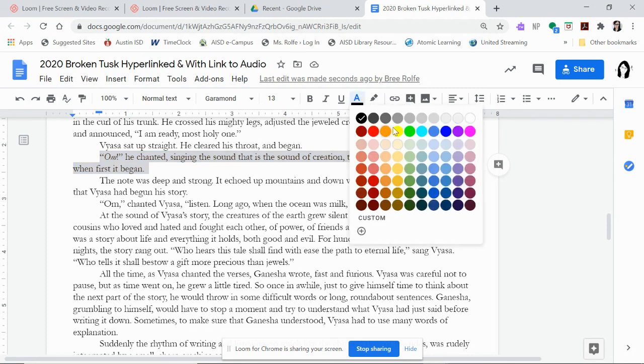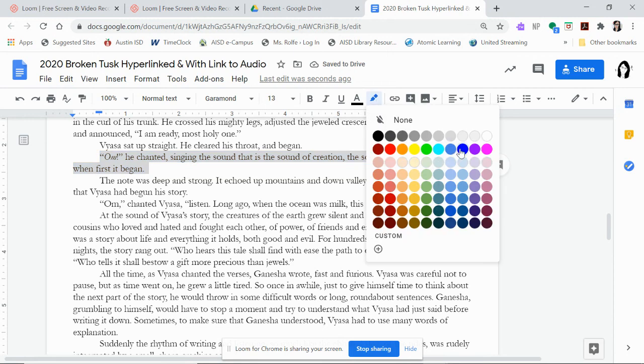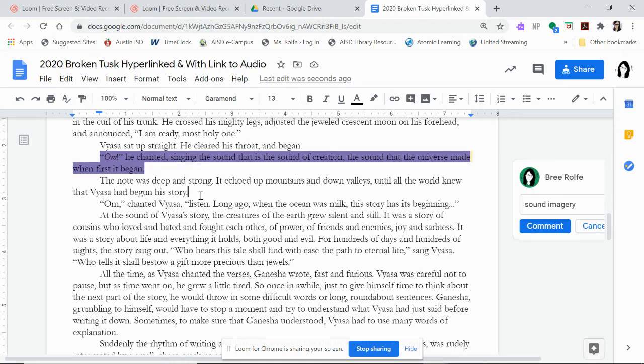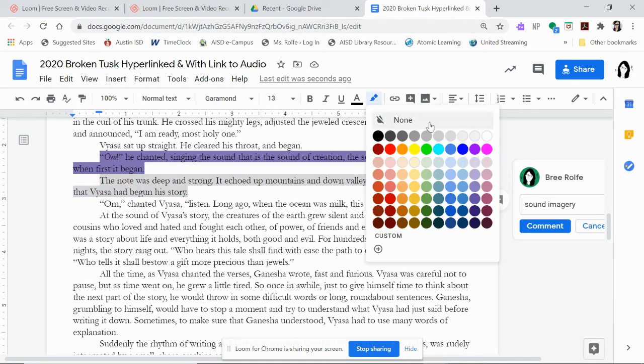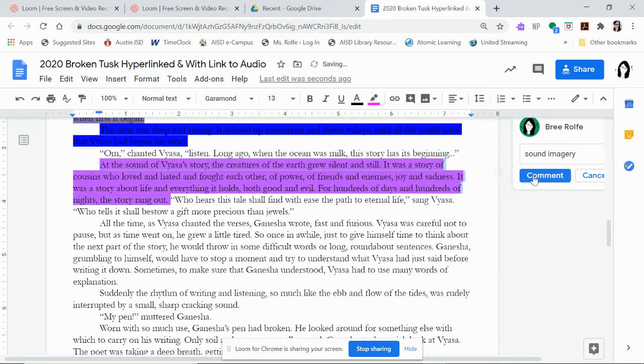I'm going to highlight this as imagery. It's not great imagery, but it does have sound. Also kind of an important detail too. It's where they begin. And actually, this is part of it too. Okay, so this is an important detail. It tells the contents of the story.